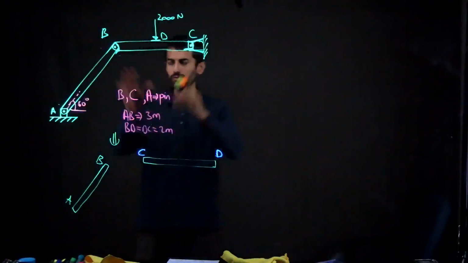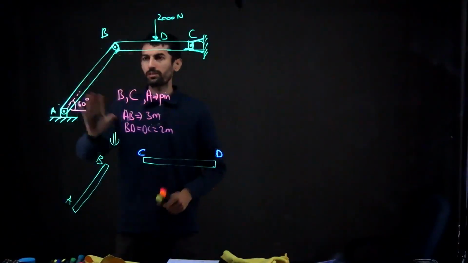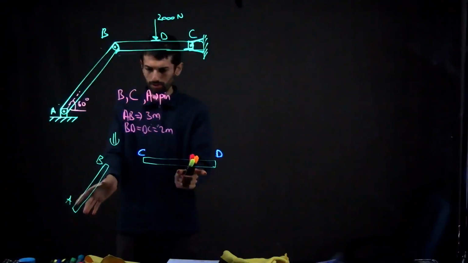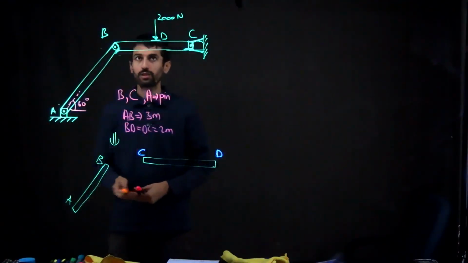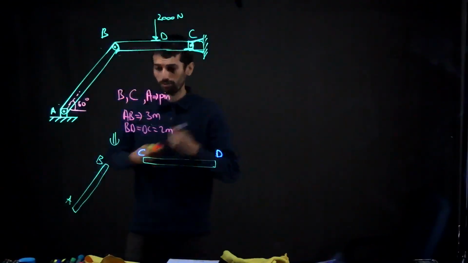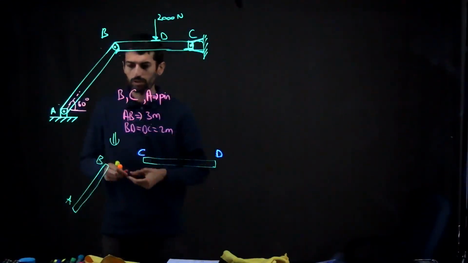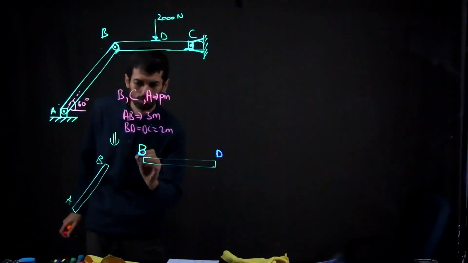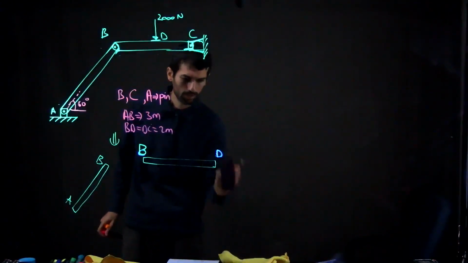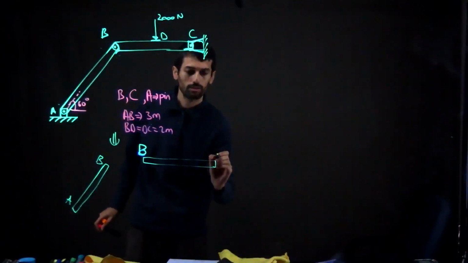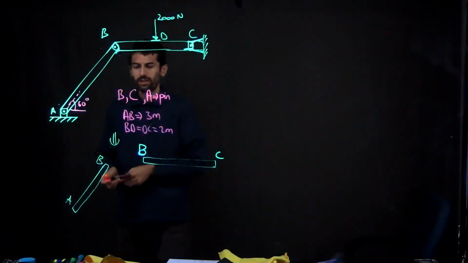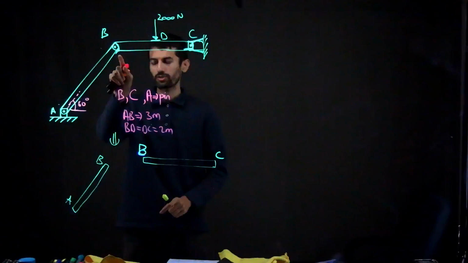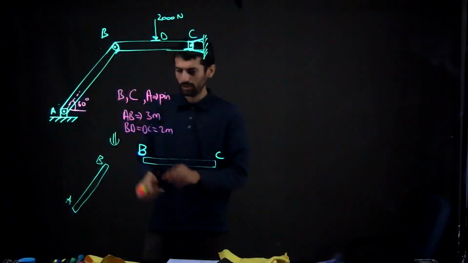So to solve the problem, we separate this frame into two members. We section it, and here I should have, instead of C, it should be B, and then C. This one is B, and this one is C.